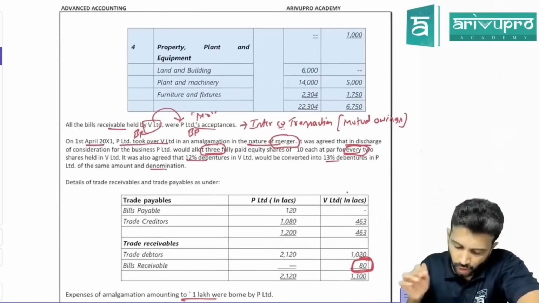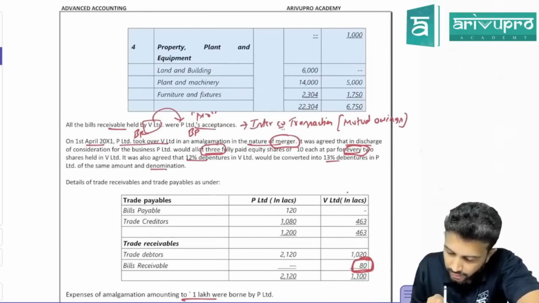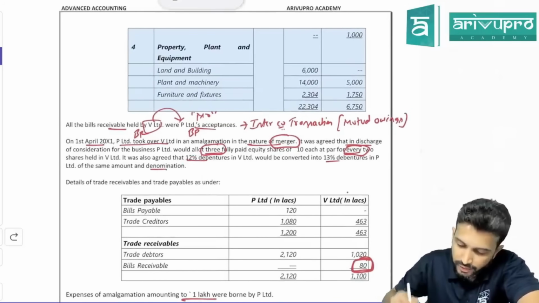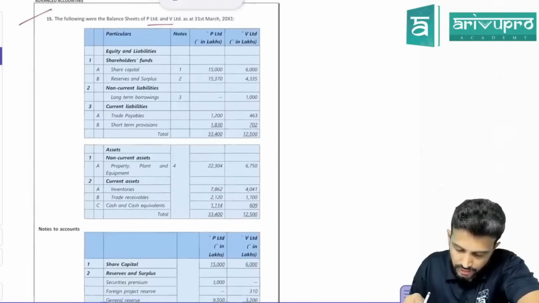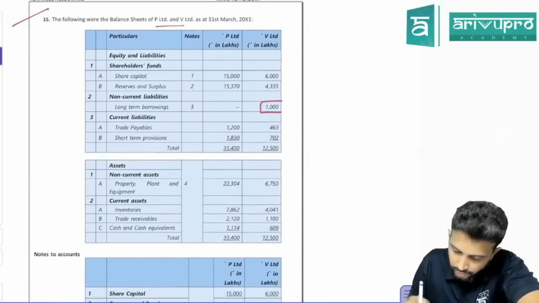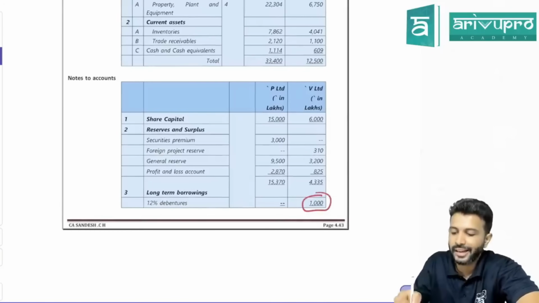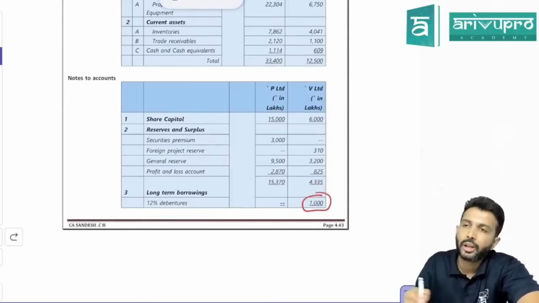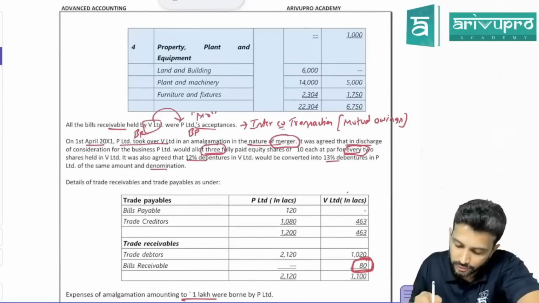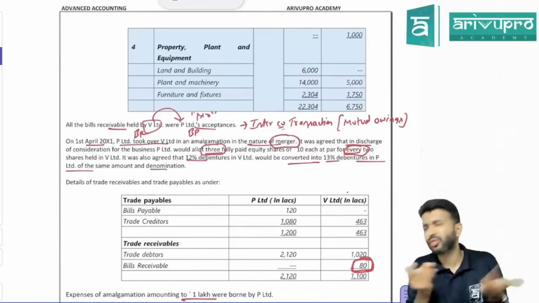Correct, sir? Alright. It was also agreed that 12% debentures in V Limited. Come back to the balance sheet. Are you able to see any long-term borrowing? Yeah, they prepared note number 3. Come to note number 3. Here, 12% debentures. So selling company has 12% debentures. How much? 1,000. All these numbers are in lakhs. What are they saying for that? Would be converted into 13% debentures in P Limited. It's quite obvious, no, sir.